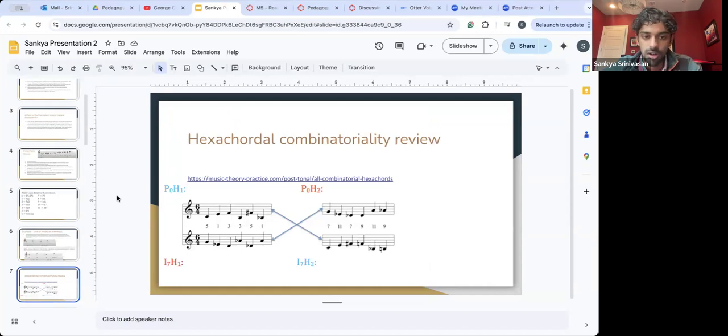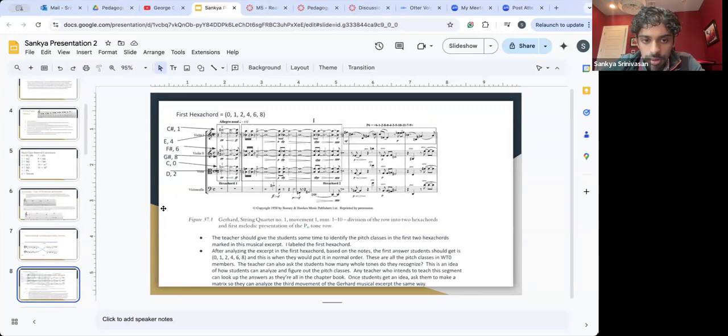Oh, and this is also a chart on hexachordal combinatoriality and a quick little review for students to understand. And now this is kind of my little analysis of the musical excerpt, and the teacher should give the student some time to identify the pitch classes in the first 2 hexachords marked in this musical excerpt. I labeled the first one, and how they would identify the pitch classes, and then they would put it in normal order. The first answer they should get is 0, 1, 2, 4, 6, 8, and this is where they put it in normal order.